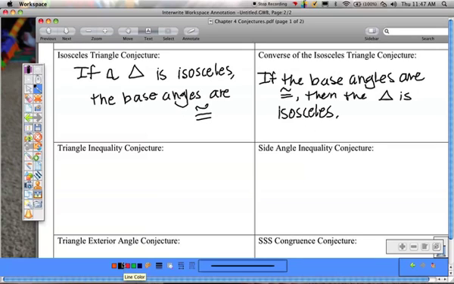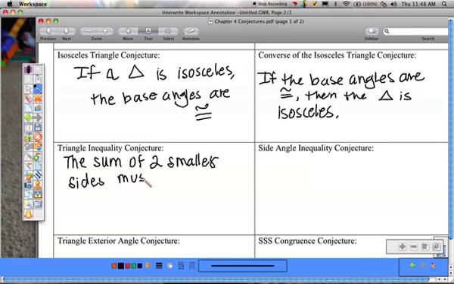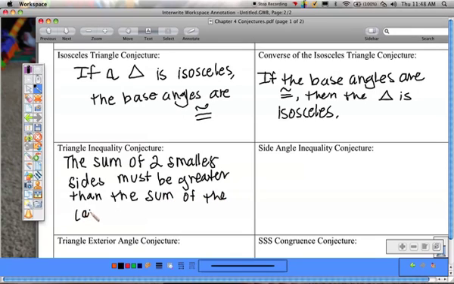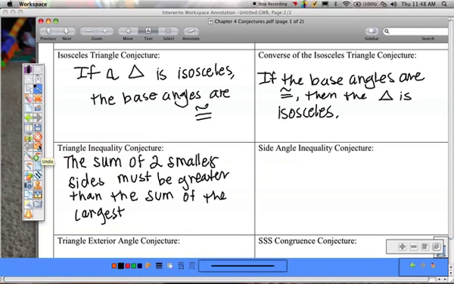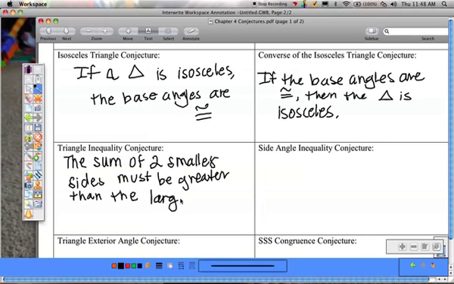Triangle inequality conjecture just says the sum of the two smaller sides must be greater than the third side, the largest side, we'll say. Oh, not the sum, just must be greater than the largest side. Okay, and that will form a triangle.